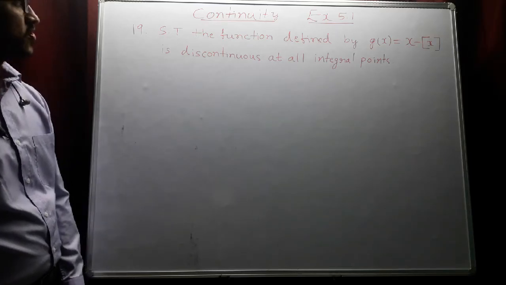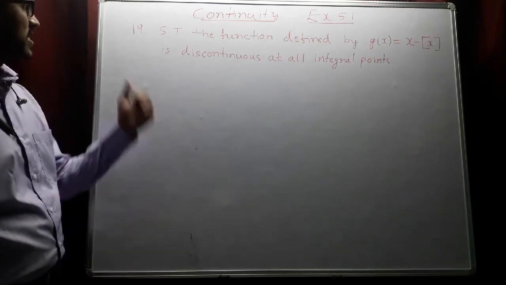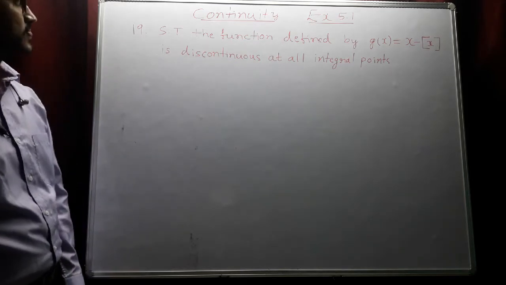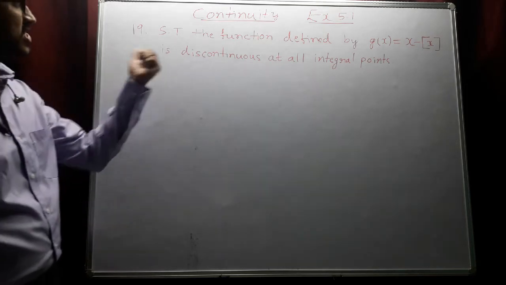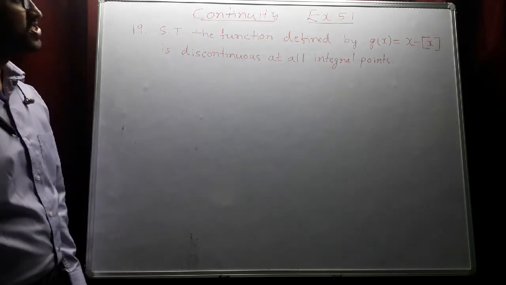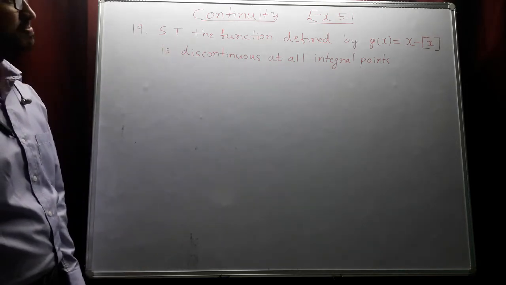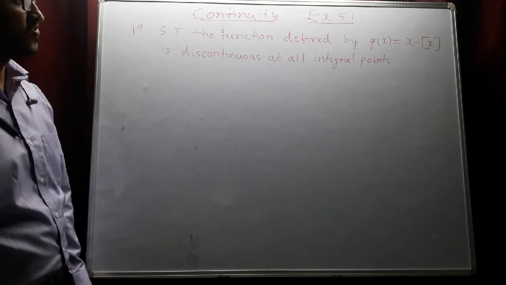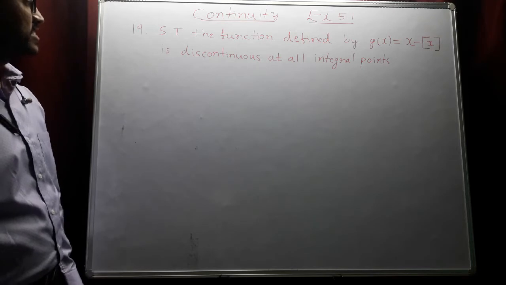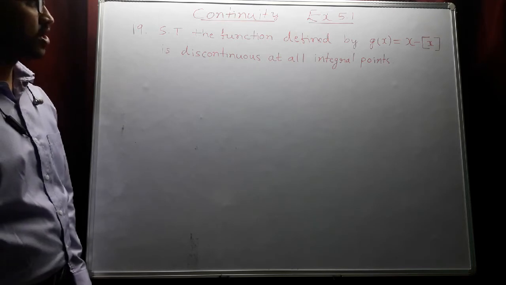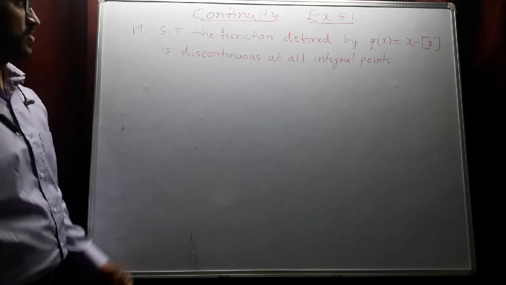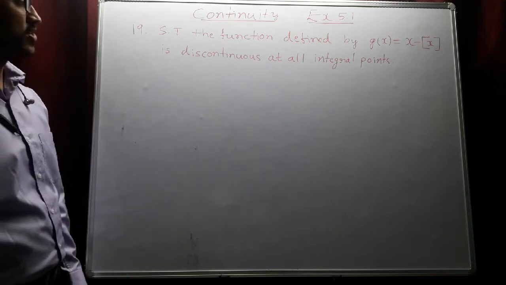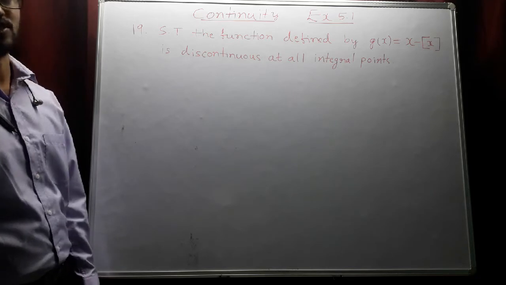So in this video, let us solve question number 19 of exercise 5.1. Show that the function defined by g of x is equal to x minus the greatest integer less than or equal to x is discontinuous at all integral points. So we have to show the function g of x is discontinuous at integral points.